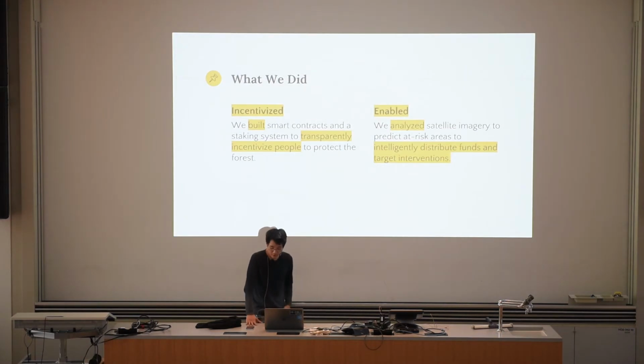So what we did, to summarize in two sentences, we built smart contracts to create a staking system that is transparent, to incentivize people, and which is without any humans in the loop. And we enabled that by using satellite imagery that we analyze for heat maps, basically areas of risk where the forest is going to be cut down.